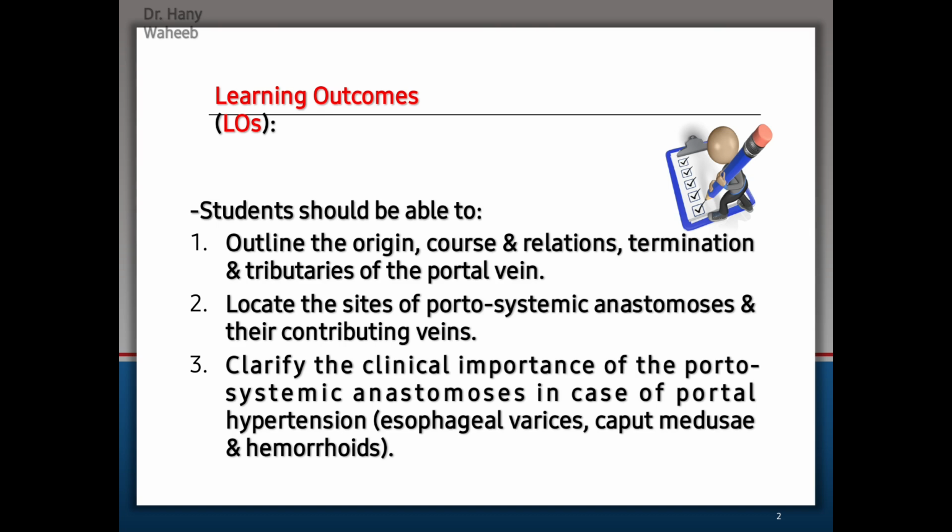Number three, to clarify the clinical importance of the portosystemic anastomosis in case of portal hypertension. There are signs for the portal hypertension, including the esophageal varices at the lower end of the esophagus, caput medusae around the umbilicus, and the hemorrhoids in the anal canal.